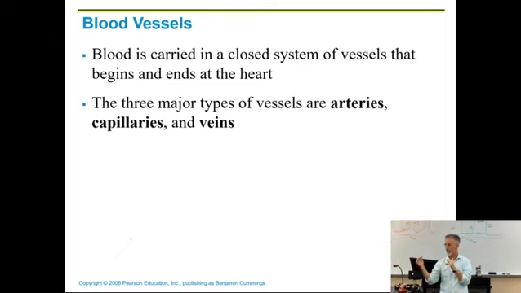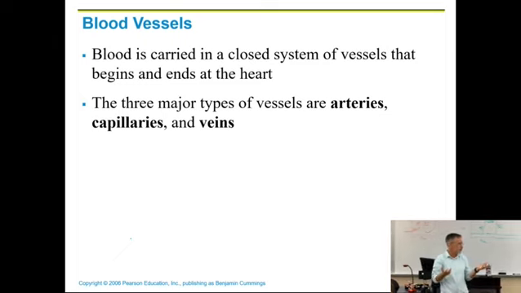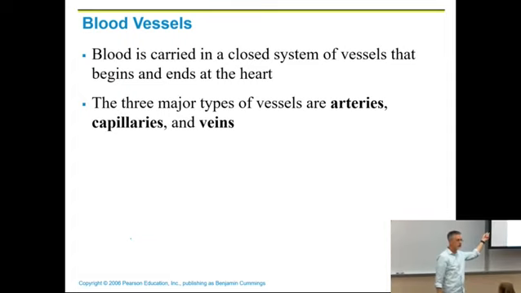And like with the blood cells, we need to know, okay, why do we have all these different types? What's different about them in terms of their structure and their function? If we have different types, there's got to be something different about them. So already we've got arteries and veins. What's the difference between an artery and a vein in terms of their function?